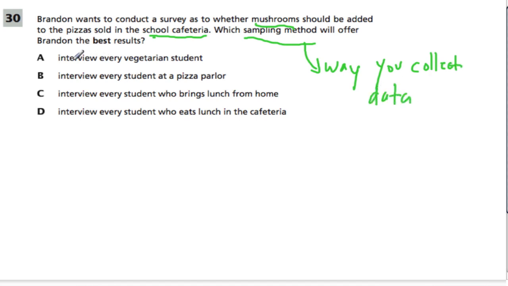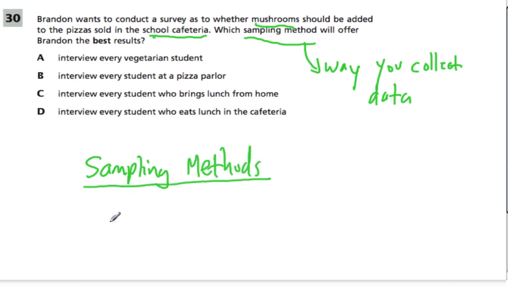So here's our options. You can interview every vegetarian student, interview every student at a pizza parlor, interview every student who brings lunch home from school, interview every student who eats lunch in the cafeteria. Now I want you just to notice one thing, is that these are all different types of groups. And here's the basic idea for sampling methods.